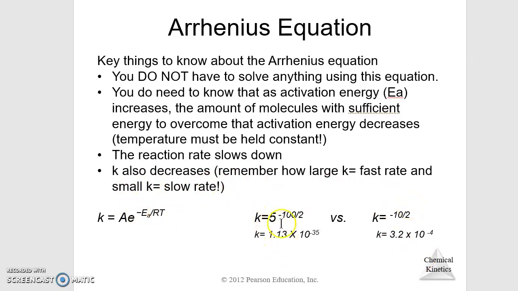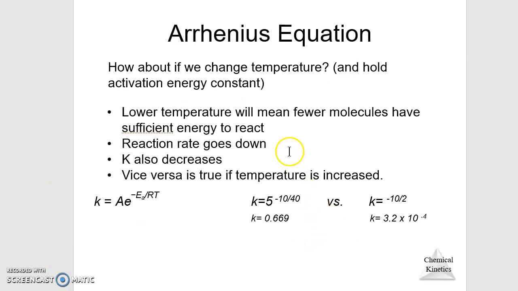And I just solved for it, and you can see that with higher activation energy, your rate constant is very small, which means you have a very slow rate. With the smaller activation energy, your rate constant is significantly higher than this one, which means the reaction would occur faster than this one.